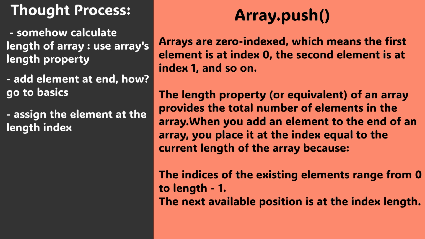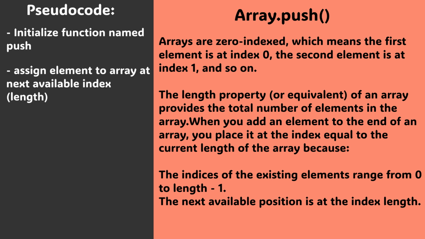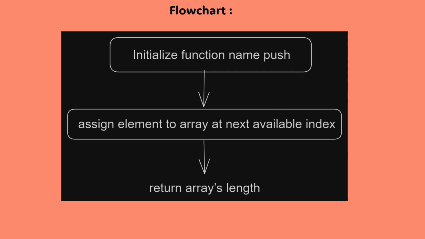Now, it's time to make a rough draft of our algorithm. First initialize a function because we are making a function. Let's name it push, taking two parameters: array and element to add. Then assign the element to the array at the next available index, that would be the length of the array. Finally, return the array's length. Here is a flowchart representation of our algorithm, nothing special here.